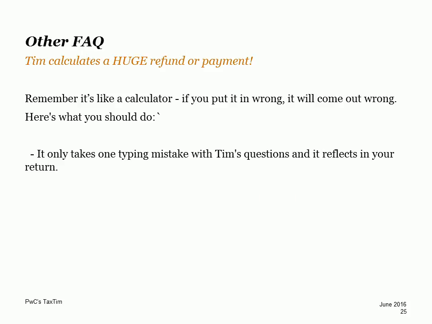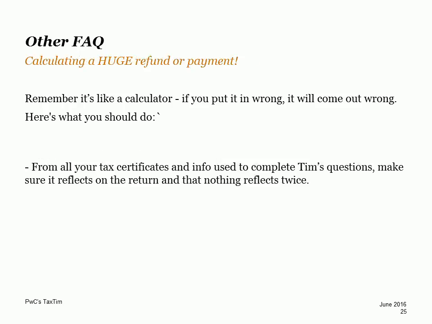When reviewing your tax return, whether you have a refund or tax payment, make sure there are no typos in the tax return. If you make one typing error, this can show in the tax return. The last point is to look at the tax certificates and information used to complete the tax return. Make sure the information is showing correctly on the return and also ensure that the information is not duplicating accidentally.